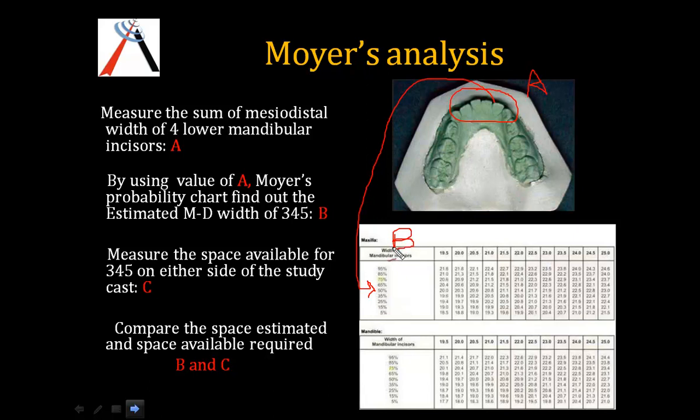We then measure the space available for 3, 4, 5 on the cast of the same segment. And when we compare the space available and the space required, we get to know whether there will be any chances of crowding or whether the child requires an orthodontic treatment, etc.